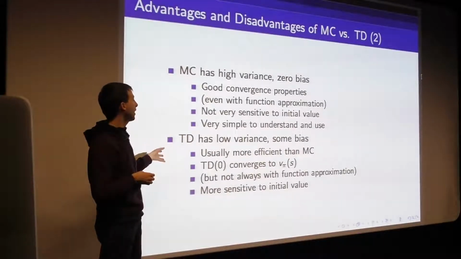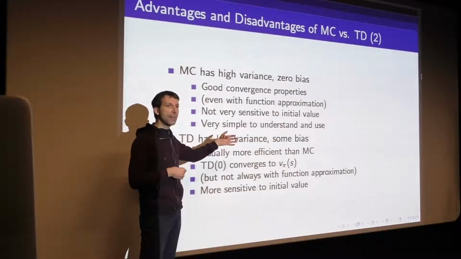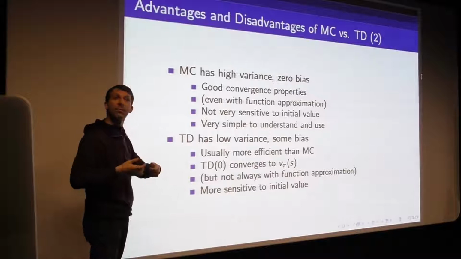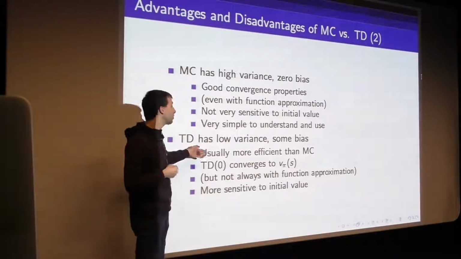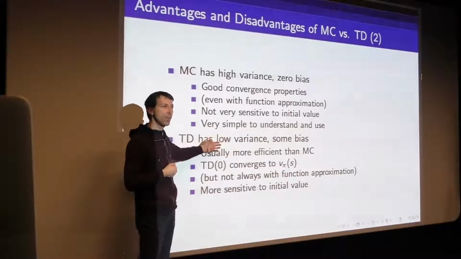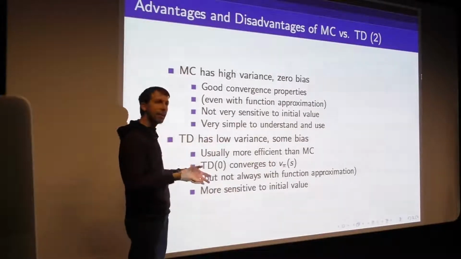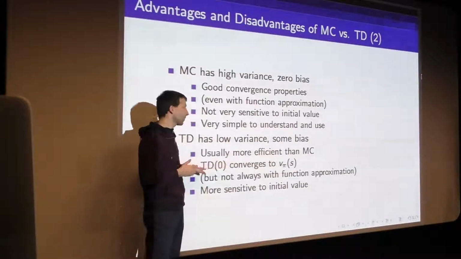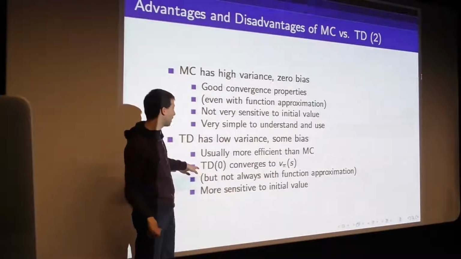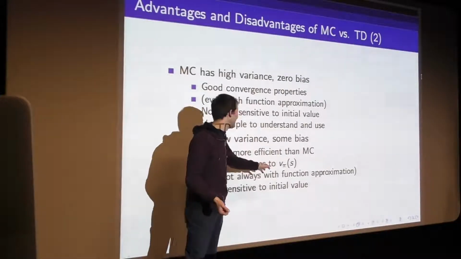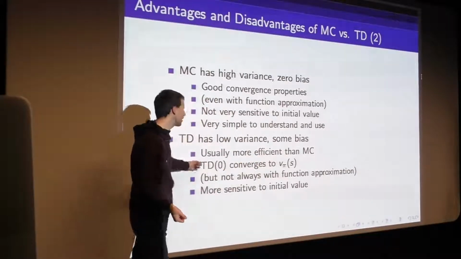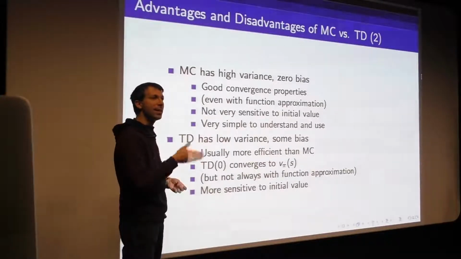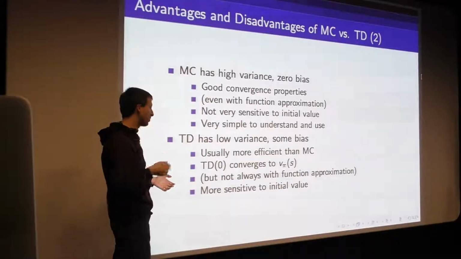TD, on the other hand, is much lower variance, but it has some bias. And so you should be wondering, does the algorithm even work if it's biased? And the answer, luckily, is yes. It's usually much more efficient than Monte Carlo because it's so much lower variance. In most situations, and we'll see examples of this, TD is generally a much more efficient algorithm. And for the special case we're looking at, policy evaluation using table lookup, it converges to the true value function. I'm not going to prove it, but this was proved by Peter Dayan, one of the first people to prove this for the general case.